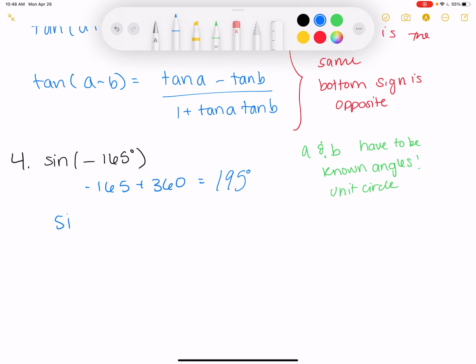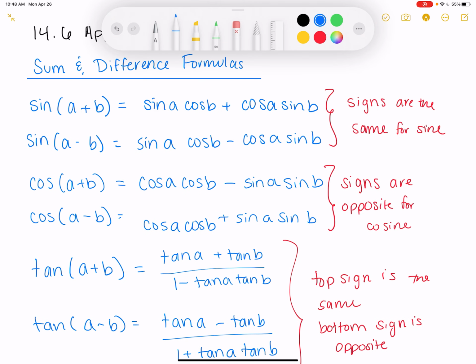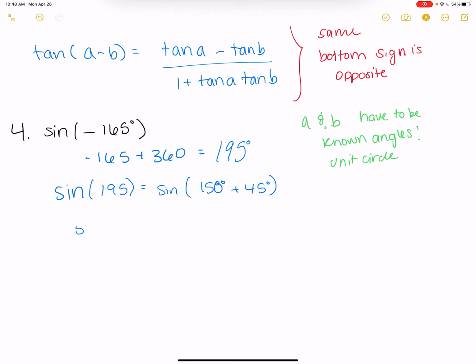So we're going to rewrite this as the sine of 195 is equal to the sine of 150 degrees plus 45 degrees. I'm using these formulas up here, so it's going to be same sign because it's a sine problem. So it's going to be the sine of 150, cosine of 45, same sign, plus cosine of 150, sine of 45.